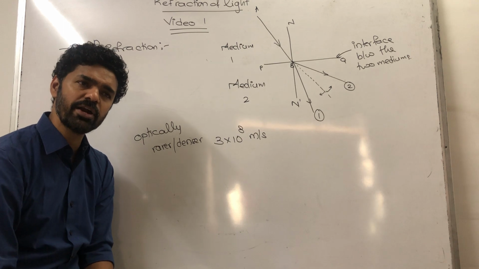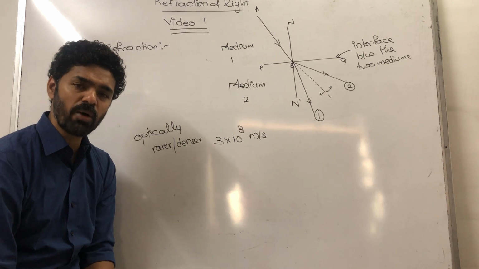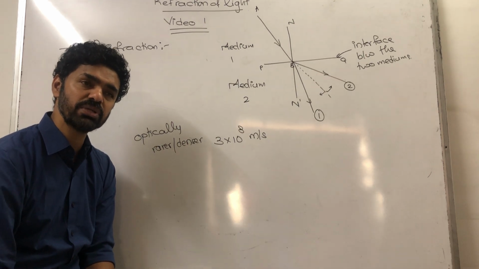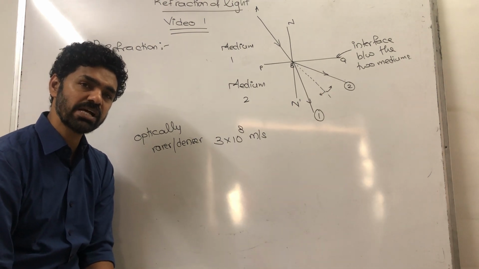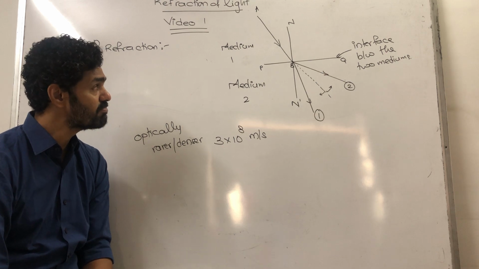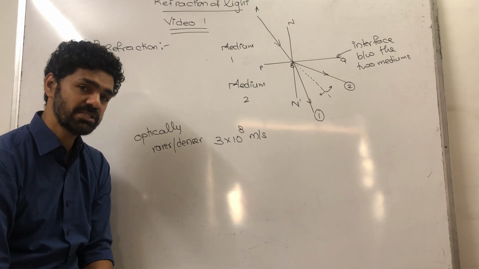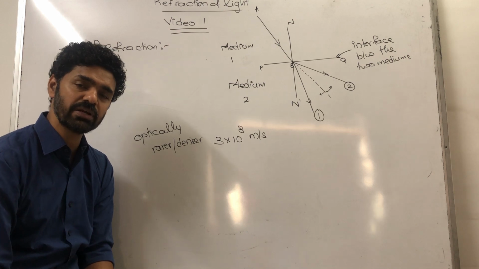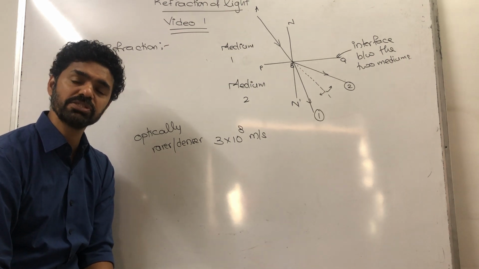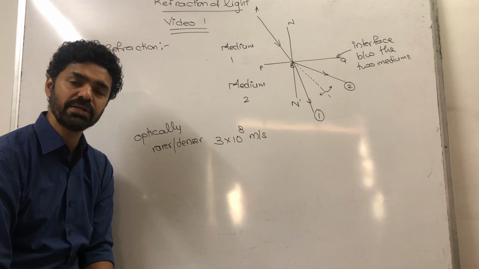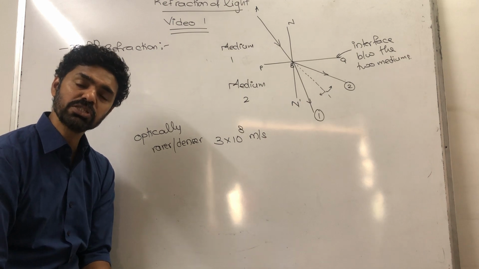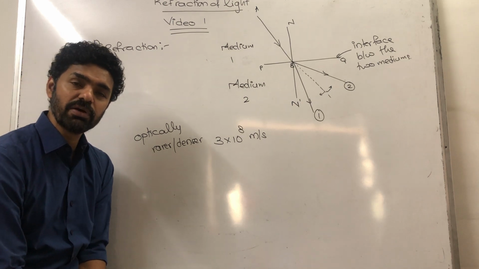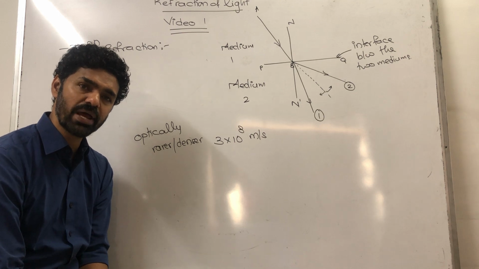But what is optically rarer and what is optically denser? A medium in which speed of light is more is an optically rarer medium in relation to the other medium which has less speed of light. The medium which has less speed of light will be an optically denser medium. So that was refraction. We understood what is refraction. Refraction is the phenomenon of bending of light when it travels from one medium to another.